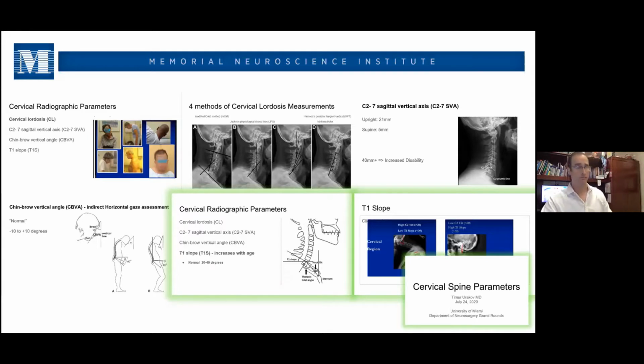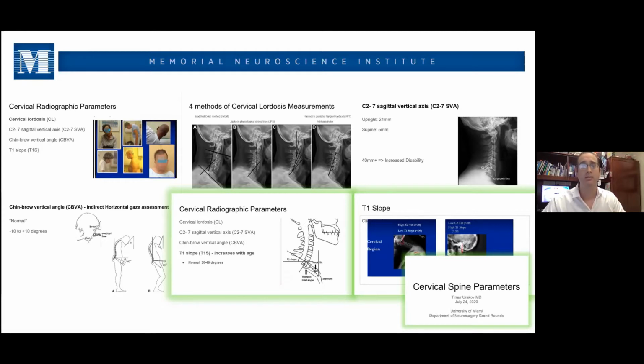Chin-brow vertical angle, very simple, very intuitive. You want to look forward. All patients do. What should it be? It should be around 0. But there's numbers that would suggest if you correct them after surgery to in and around 0, plus or minus 5 or even 10, they'll do okay because they can compensate. There's such extension and flexion, especially with the upper cervical spinal levels.